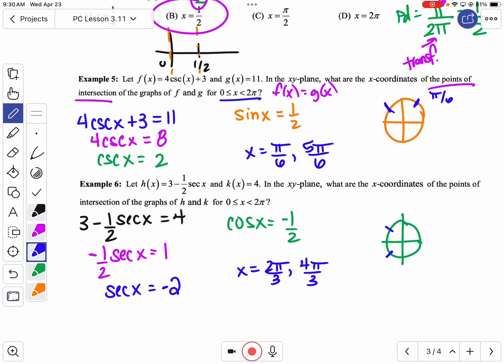Okay. See how we did? We'd move that 3 first. All right, so that would give me negative 1/2 secant is equal to 1. Then I get rid of that negative 1/2, multiply everything by negative 2. So secant equals negative 2. Let's use the reciprocal, okay, because cosine's negative 1/2. Cosine's only negative in the second and the third quadrant. Has to be my over 3 family. So that would have been 2 pi over 3 and then 4 pi over 3. Okay, so using our unit circle.